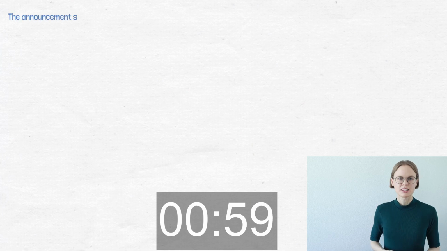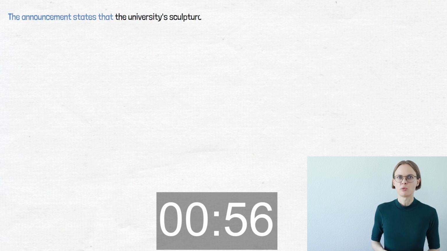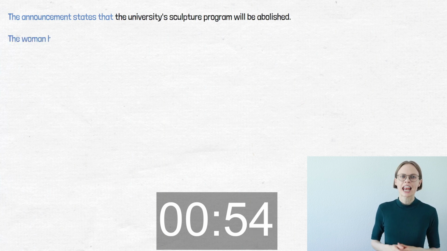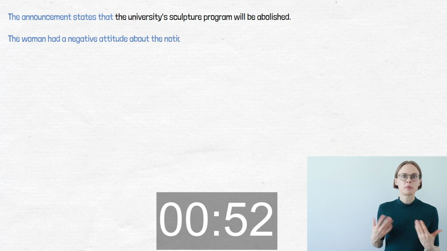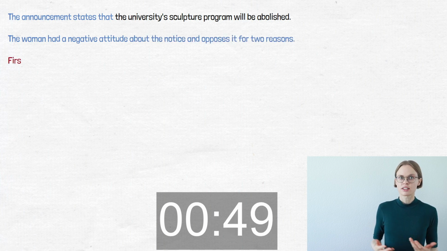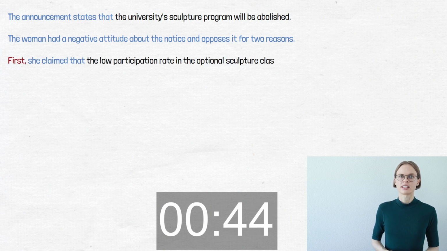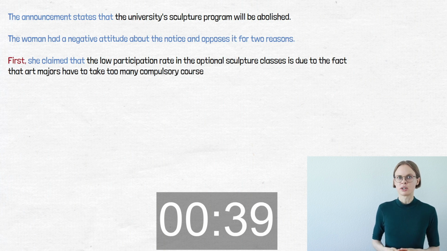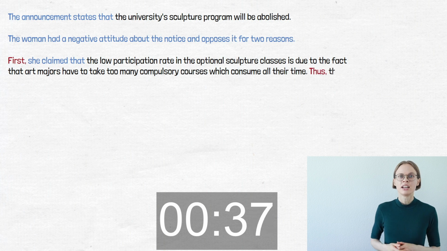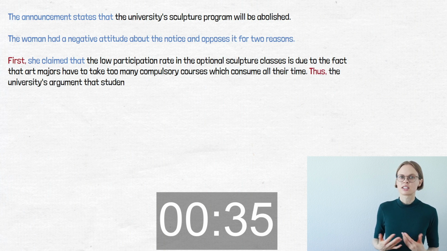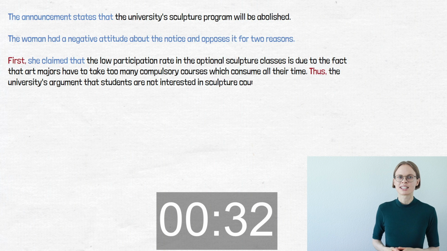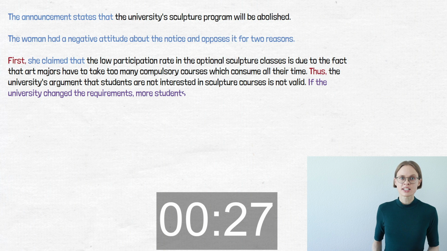The announcement states that the university sculpture program will be abolished. The woman had a negative attitude about the notice and opposes it for 2 reasons. First, she claimed that the low participation rate in the optional sculpture classes is due to the fact that art majors have to take too many compulsory courses which consume all their time. Thus, the university's argument that students are not interested in sculpture courses is not valid. If the university changed the requirements, more students might participate in the sculpture program.